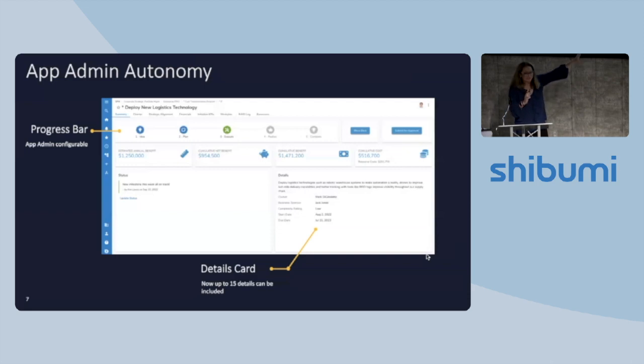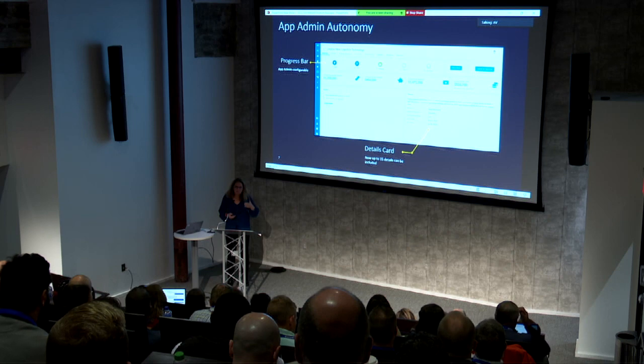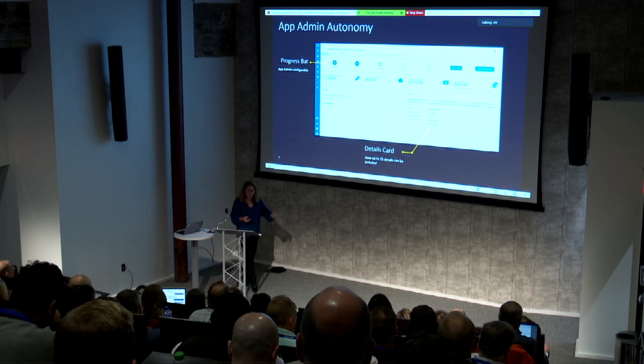I also called out here, we had a client request. The details card had 10 attributes available to you. It now has 15. One of our clients asked for 15, they got 15. So we will continue to evolve these custom sections and give you greater visualizations and greater capabilities fully in the product so that you have the autonomy to manage them yourself rather than coming to Shibumi for help with those.